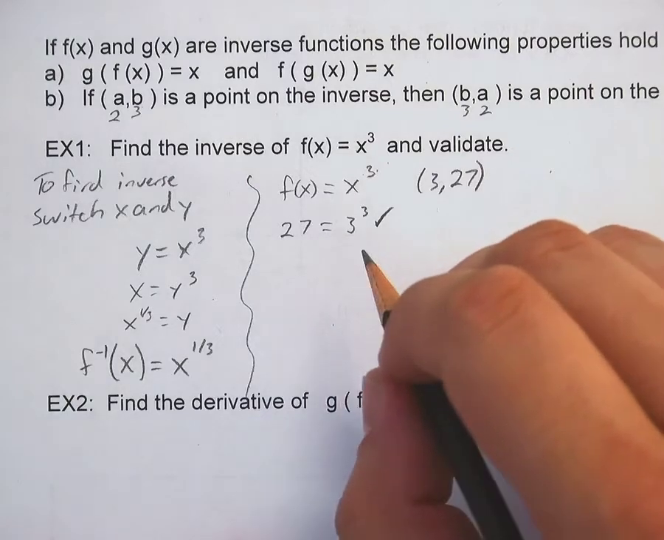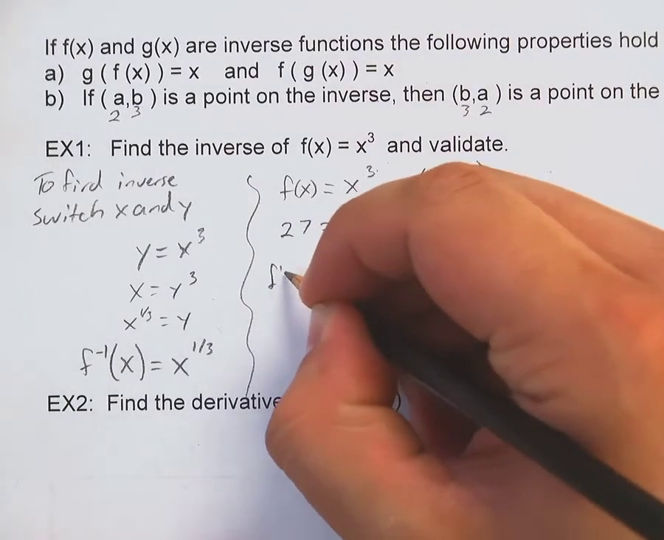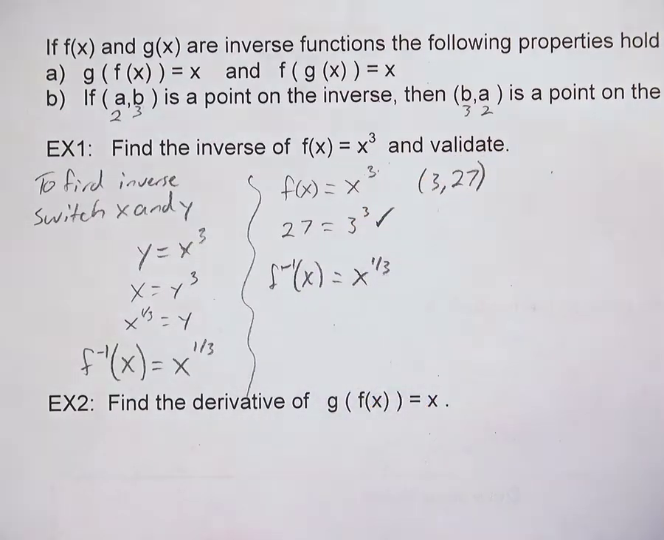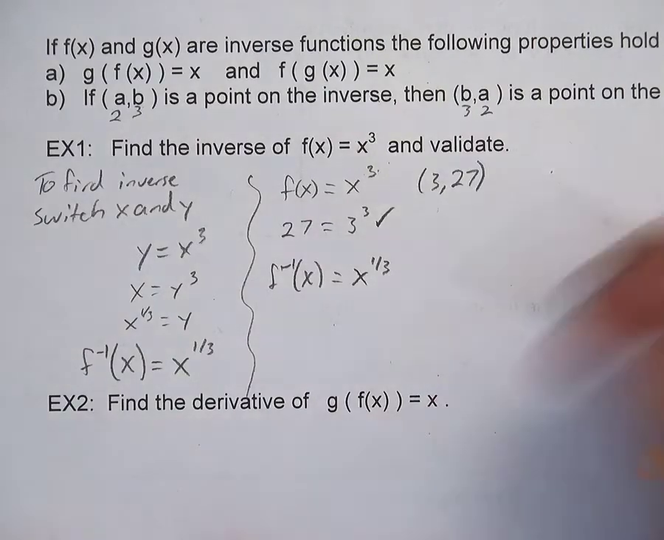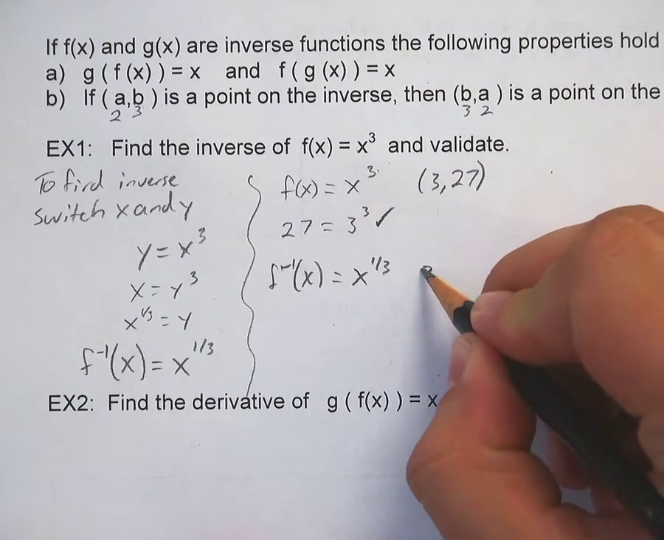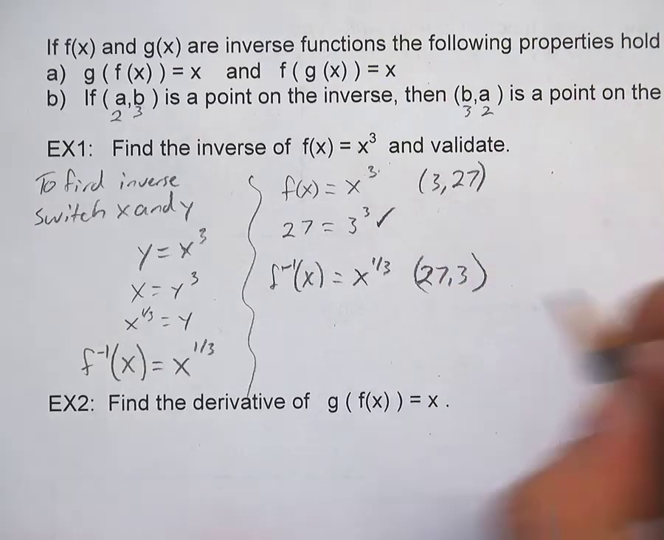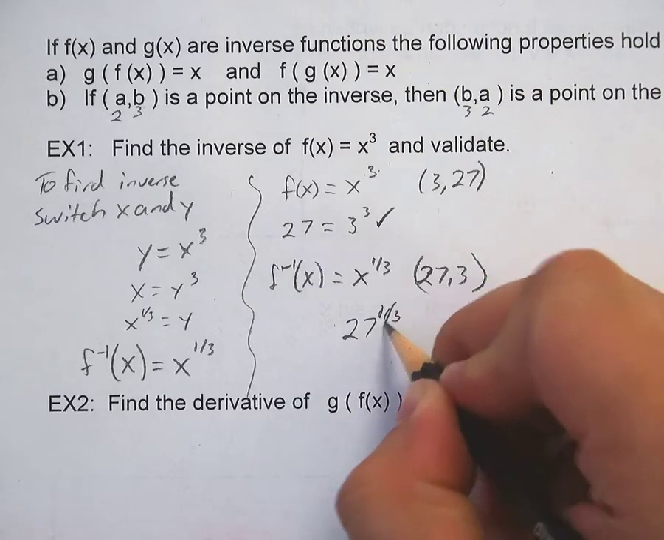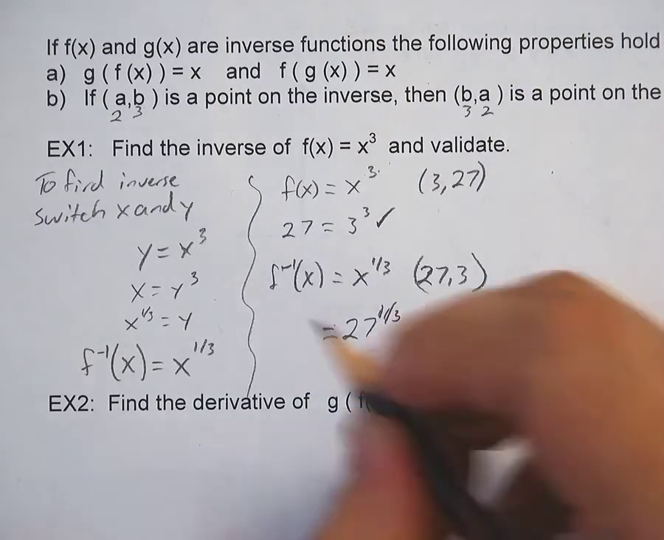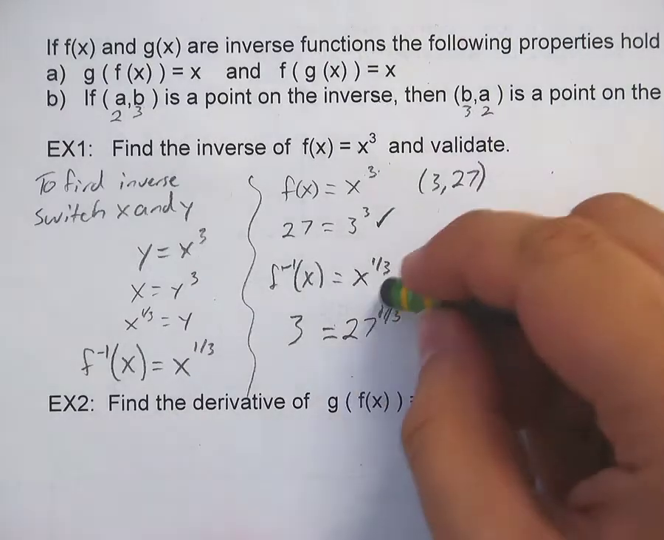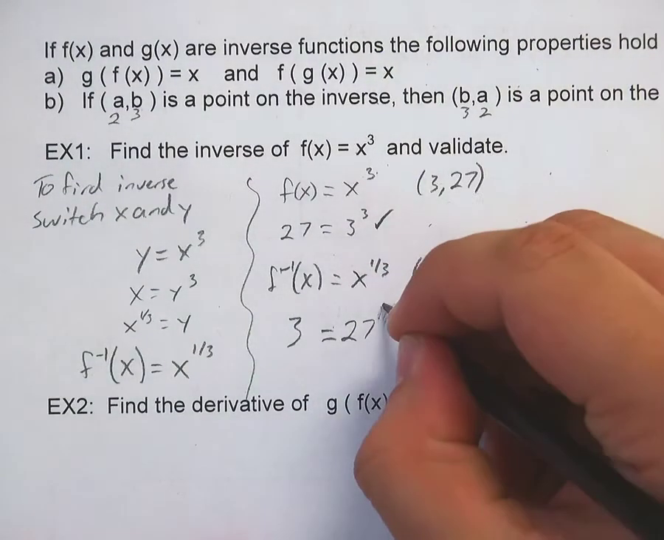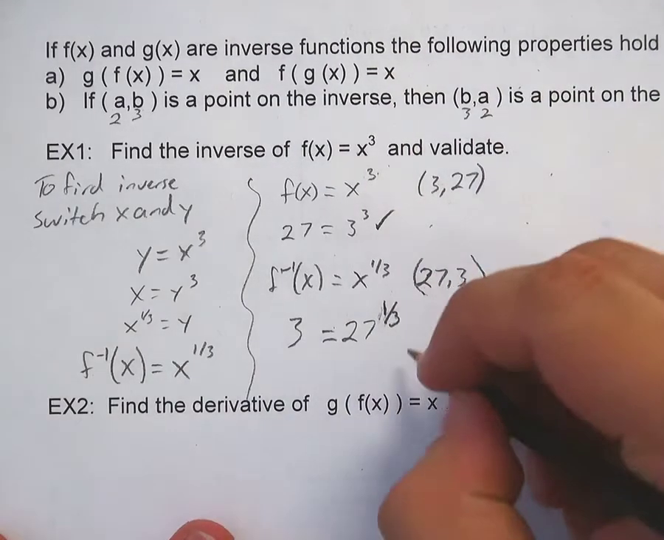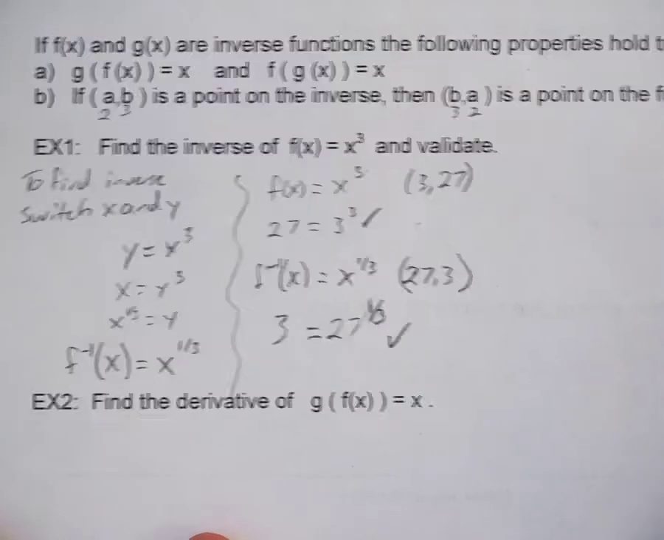And then let's say that we use, for the inverse, f to the -1 of x is x to the 1/3. Then in that case, if we flip those points and say 27 comma 3, then 27 to the 1/3 power, or the cube root of 27, should be equal to 3. And in this case, it is. Let me clean up this power a little bit. 1/3. Better. So again, this is validated by using a point.